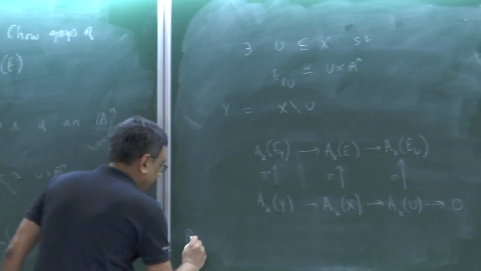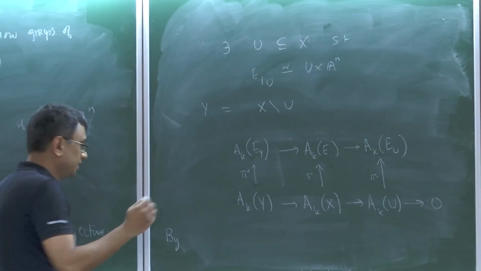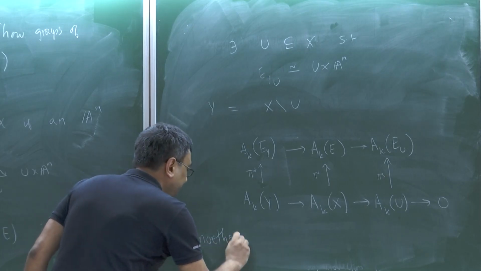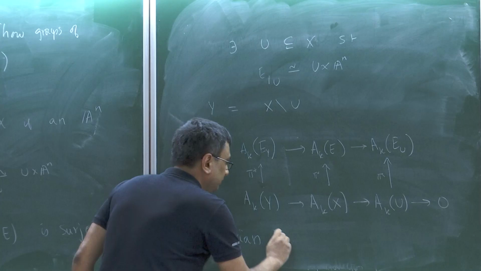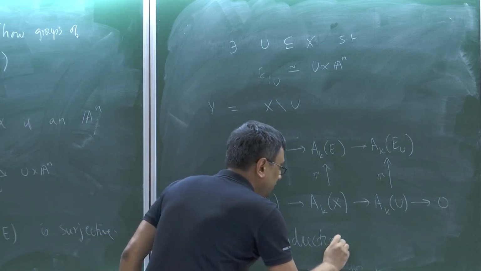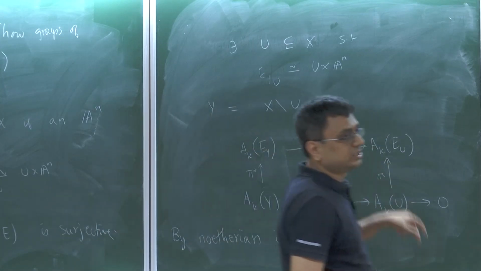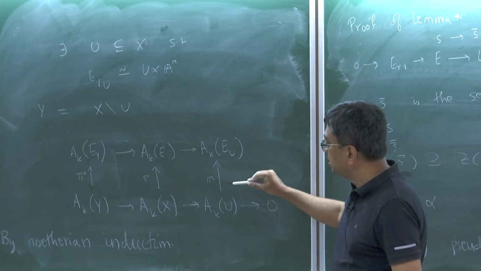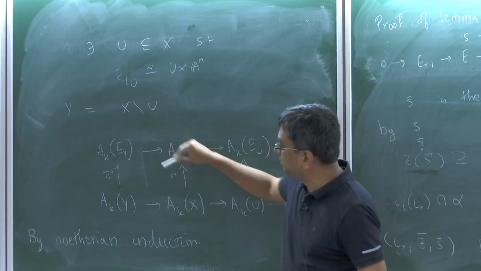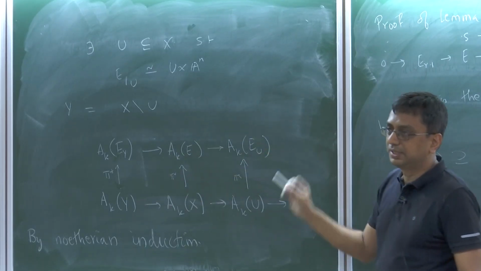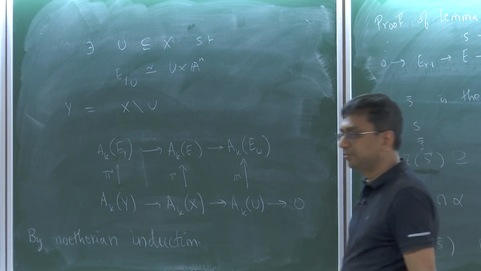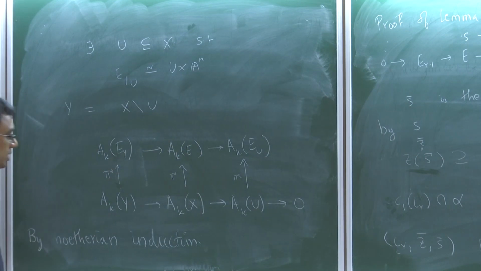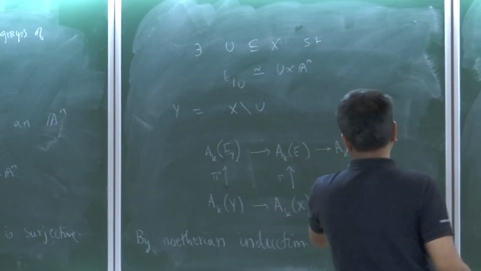This is a good opportunity for you to think. So by Noetherian induction, it is enough to prove that this arrow is surjective. Here I have to point out one diagram chasing exercise: if this is surjective and this is surjective, then this is surjective. That is a simple exercise, maybe the 5 lemma or something, but maybe simpler than that. So by Noetherian induction, it is enough to prove that this map is surjective.